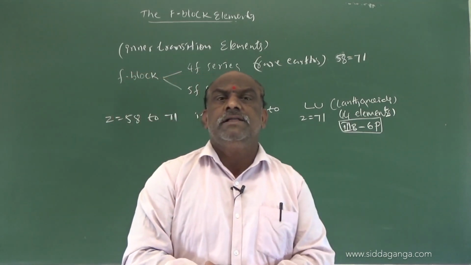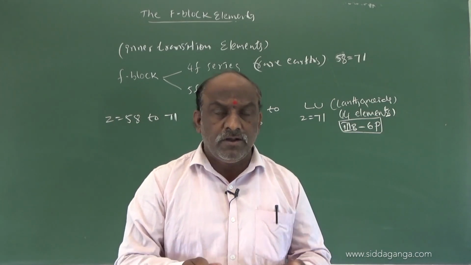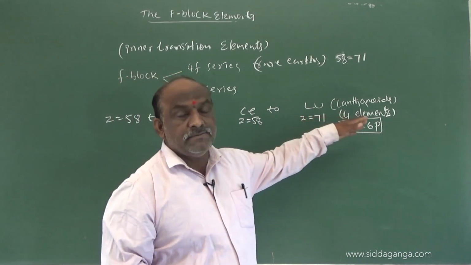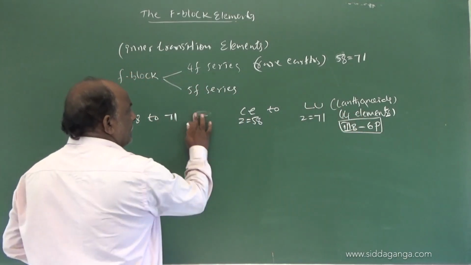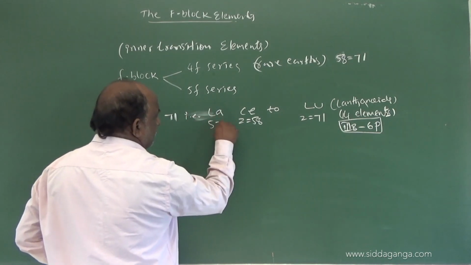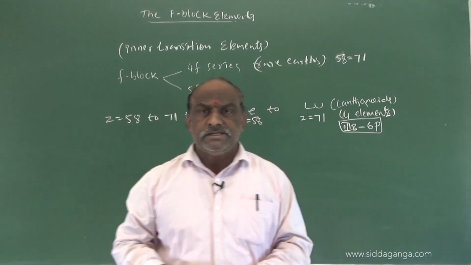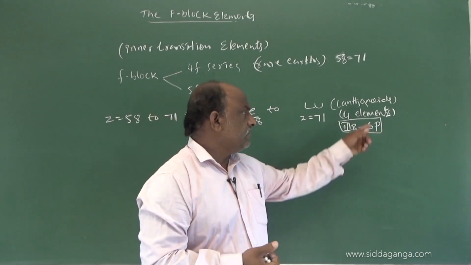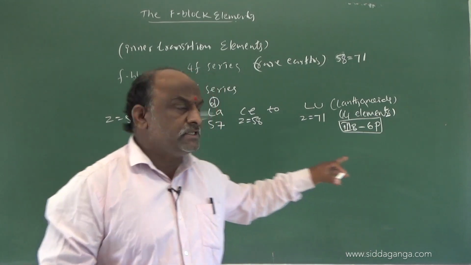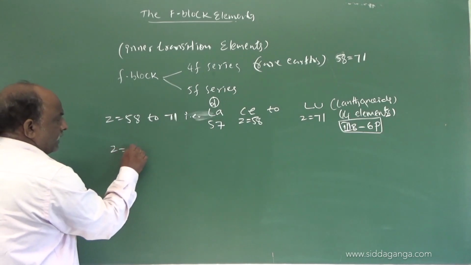They are called lanthanides because the properties of these 14 elements resemble lanthanum. Lanthanum has atomic number 57 and belongs to D block. The 14 elements from atomic number 58 to 71 are called lanthanides because they resemble lanthanum.